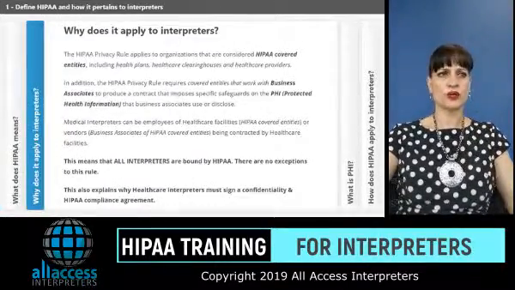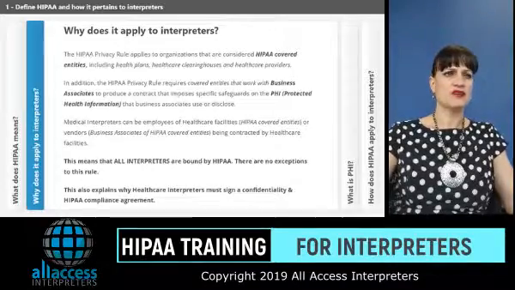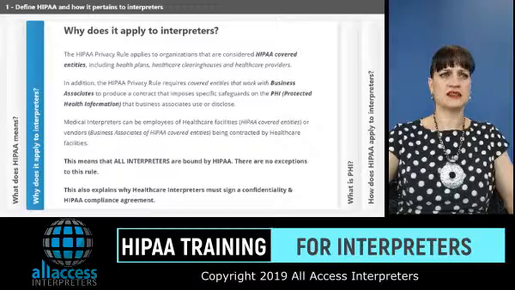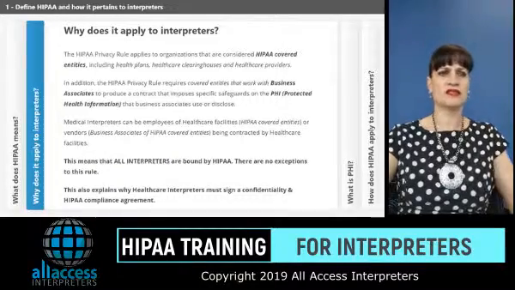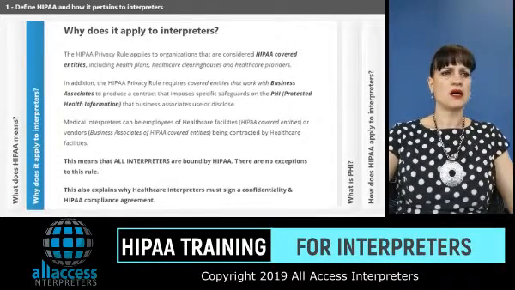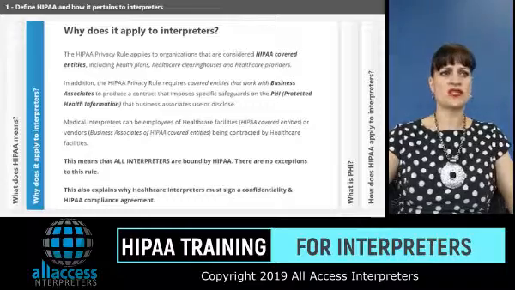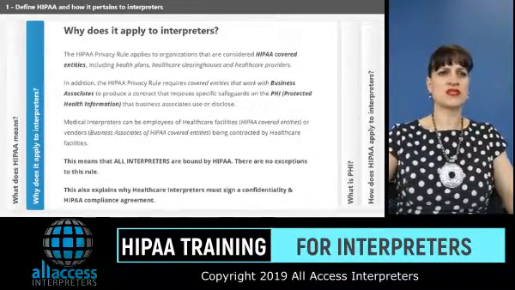Why does this apply to interpreters? The HIPAA privacy rule applies to organizations that are considered HIPAA-covered entities. So that's health plans, healthcare clearinghouses, and healthcare providers. It also applies to covered entities that work with business associates to produce a contract that imposes specific safeguards on the PHI, which is protected health information, that business associates use or disclose.